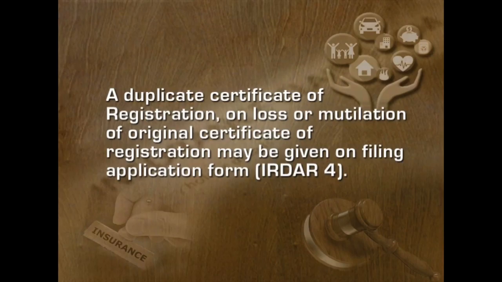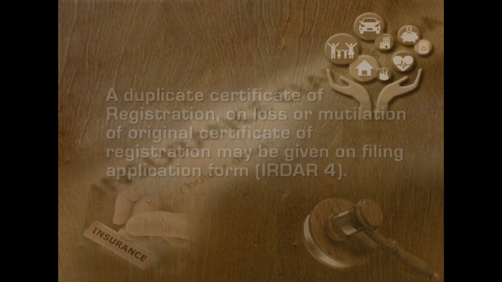After receiving the communication of rejection, the applicant may apply for the registration after 2 years from the date of rejection with a changed composition of directors and other infrastructure facilities for want of which the application was rejected. A duplicate certificate of registration on loss or mutilation of the original certificate of registration may be given on filing application form in IRDA R4.